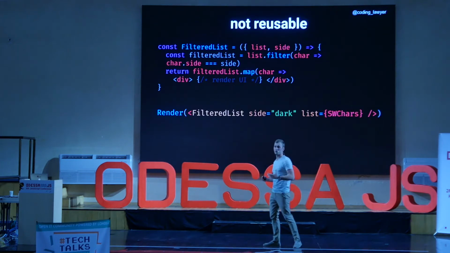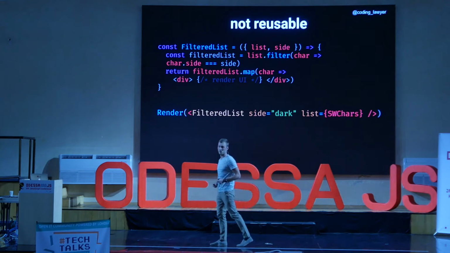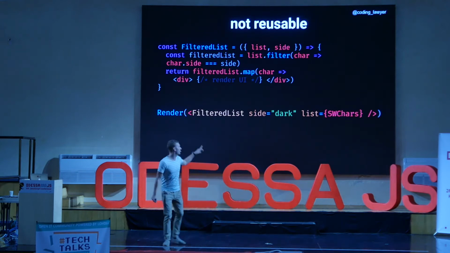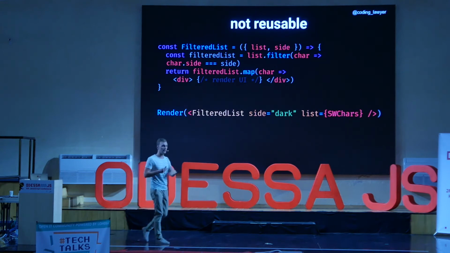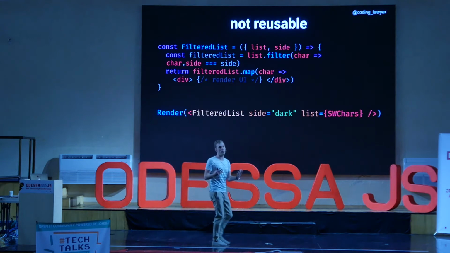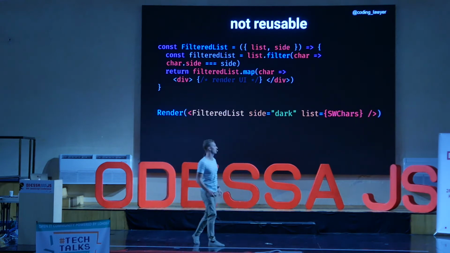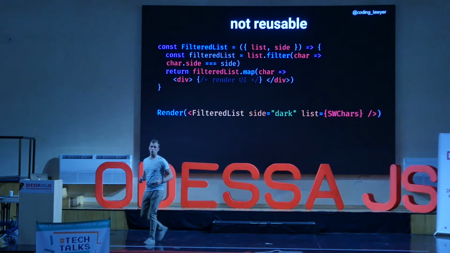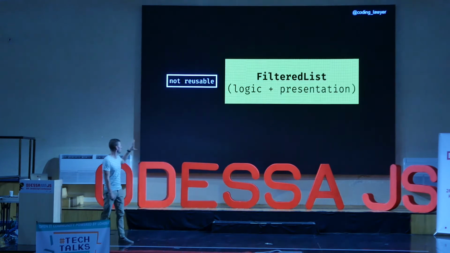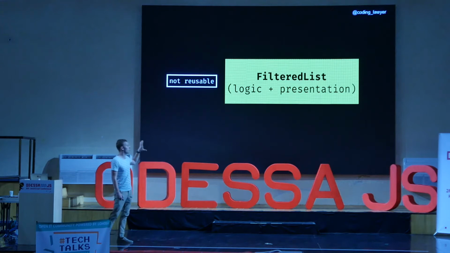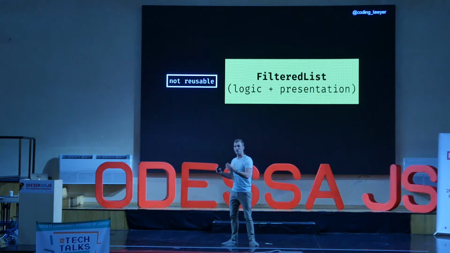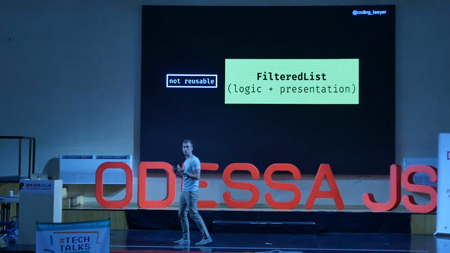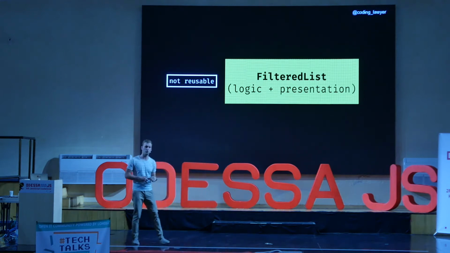Because if we wanted to display Star Wars characters elsewhere in our application without any filtering logic, we can't use this component because we are stuck with the filtering logic there. And if we wanted to reuse the filtering logic, we can't do that because it's buried inside the component. So if we imagine it, we can think about it like this. It's a component combining logic and presentation, which is hard to reuse. So the question is, is there any other solution how we could achieve the same result but keep our presentational component reusable?